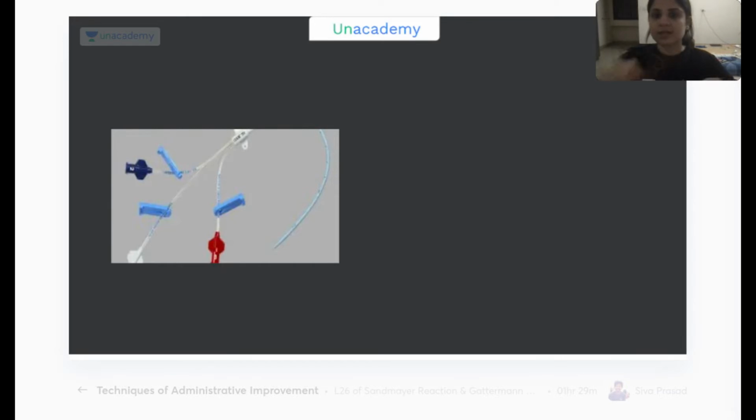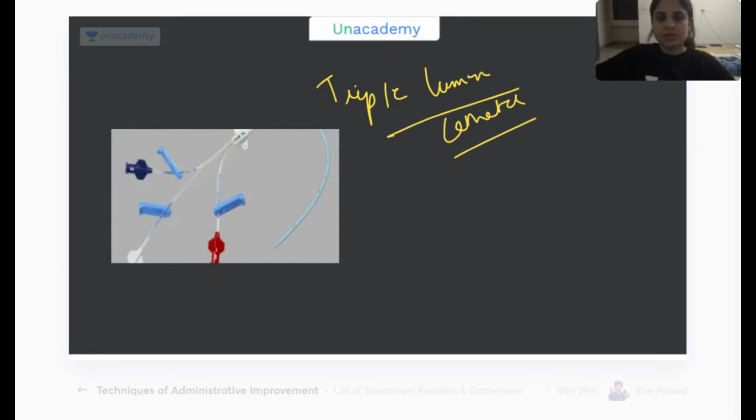Very good. This is a central venous pressure line. Can you tell me how many lumens are there in this line? What can I call it? Yes, this is a triple lumen catheter. Absolutely correct. This is a triple lumen catheter. Any idea what is the use of a triple lumen catheter? Okay, first tell me, what is the most common site for inserting a triple lumen catheter? Most common site is the right-sided IJV.